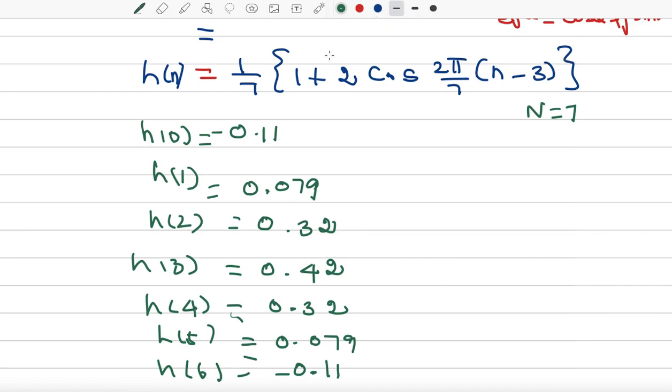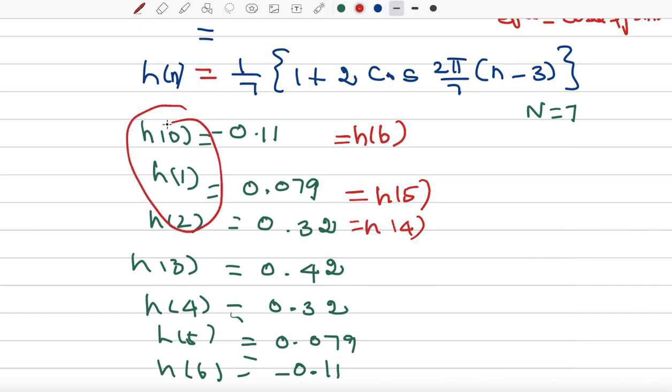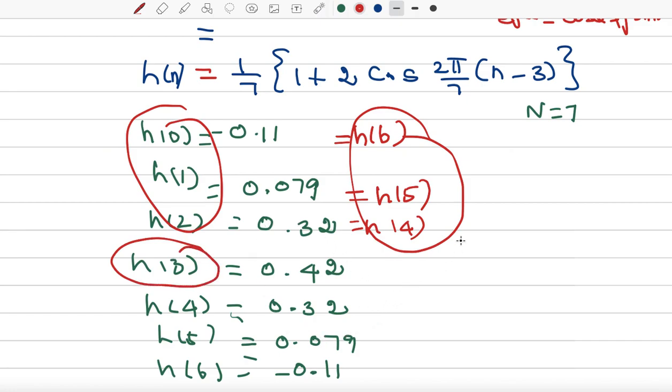So here we can observe that some values are symmetric. What are the values symmetric? You can verify this one. H of 0 will be equal to h of 6, and h of 1 will be equal to h of 5, and h of 2 will be equal to h of 4. So these values are symmetric to each other, and we are having one individual tag. All these values are called the filter coefficients of the given desired frequency response.